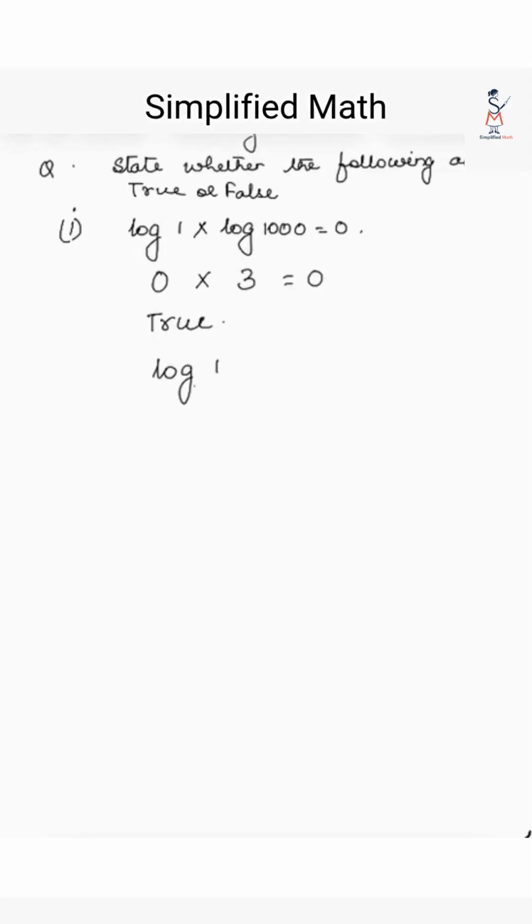Now, I'll explain why log 1 is 0. Log 1, there is no base. That means the base is 10. Let it be equal to y. Now we know how to change the log form into exponential form. So this will become 10 raised to the power y is equal to 1. We are exchanging the log with the answer. This is how we change the log form to exponential form.